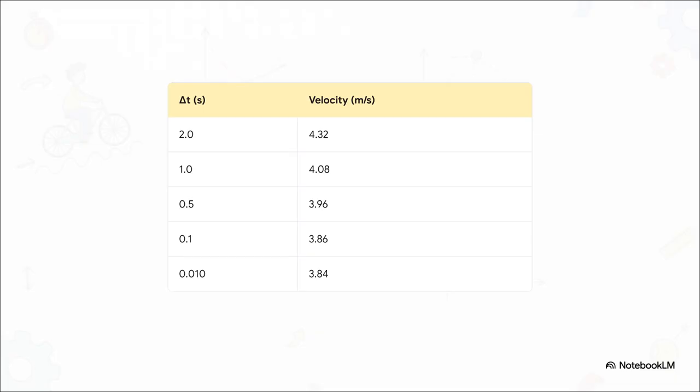Now, what's really fascinating is how the math captures that exact instant. Take a look at this table. As our time interval, represented by delta t, shrinks down from 2 seconds to 1 to half a second down to 100th of a second, the average velocity actually hones in on a very specific number. In this case, 3.84 meters per second.